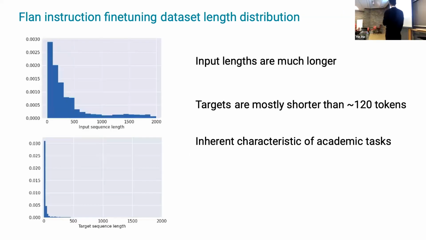So here's one demonstration of that. In these 1800 tasks, I plotted the length distribution of the input on the top and the target at the bottom. You can see that the input is quite long, all the way up to like 2,000, and then the target, most of them are like 100 tokens or shorter. And even the long ones are mostly translation tasks that don't help much. So this is what happens if you use academic tasks.